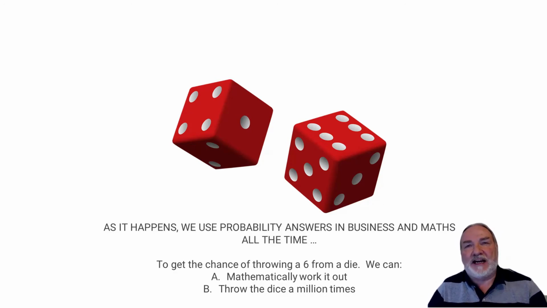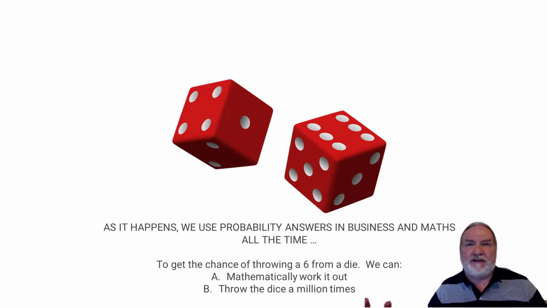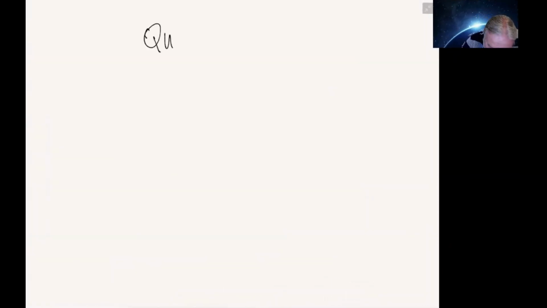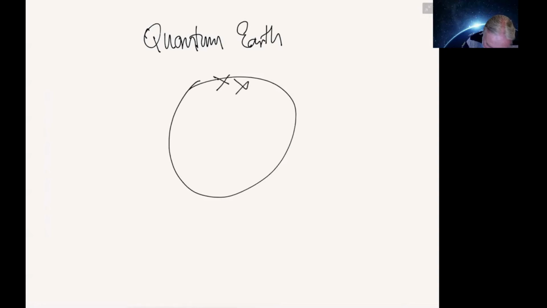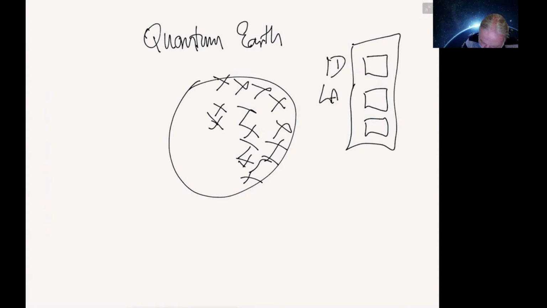Okay, let me now tell you how a quantum computer works out huge calculations. Let me explain how it all works. So we'll do our quantum Earth. Here we are, and the whole surface of the Earth is covered in what I call these zoo papers. And remember, a zoo paper just has 3 fields: an ID, a latitude and a longitude.